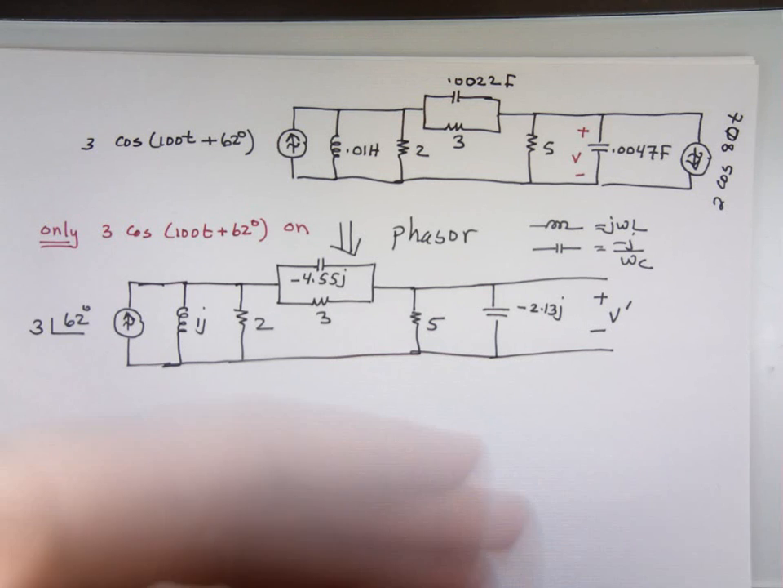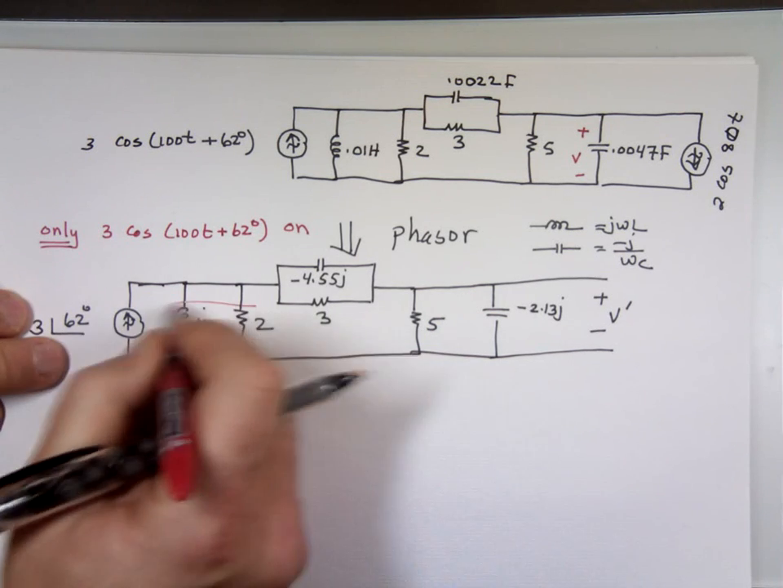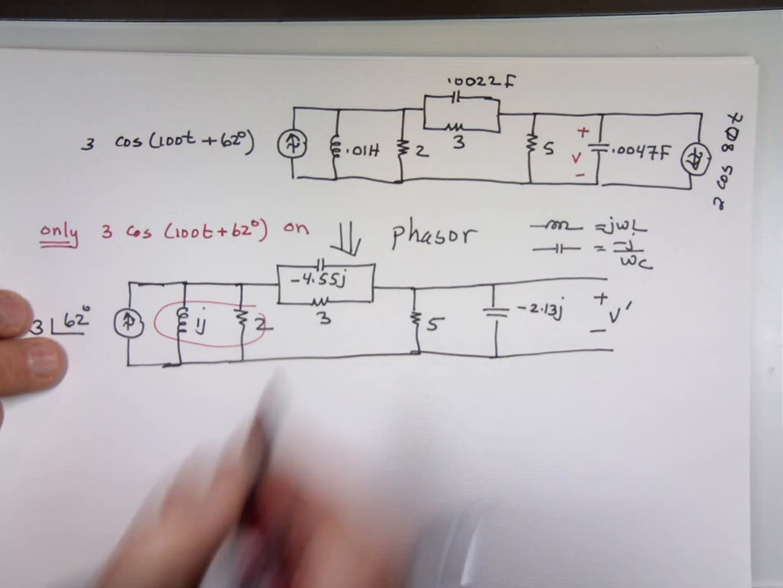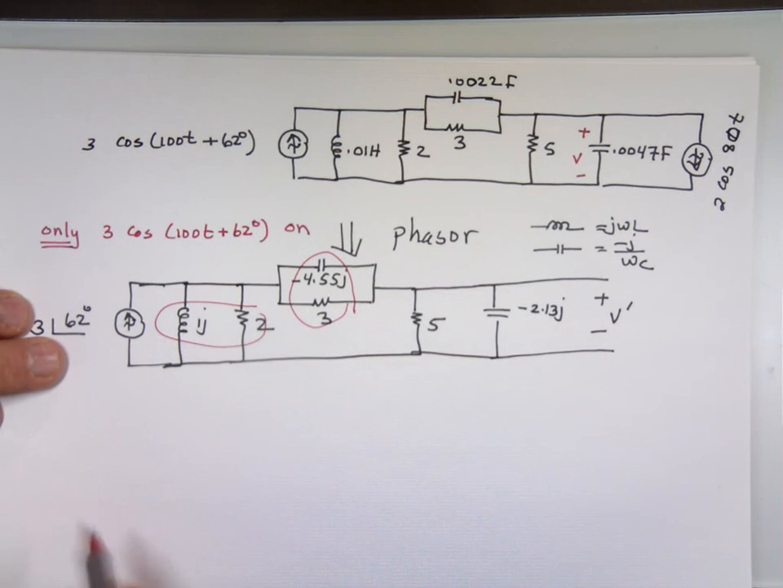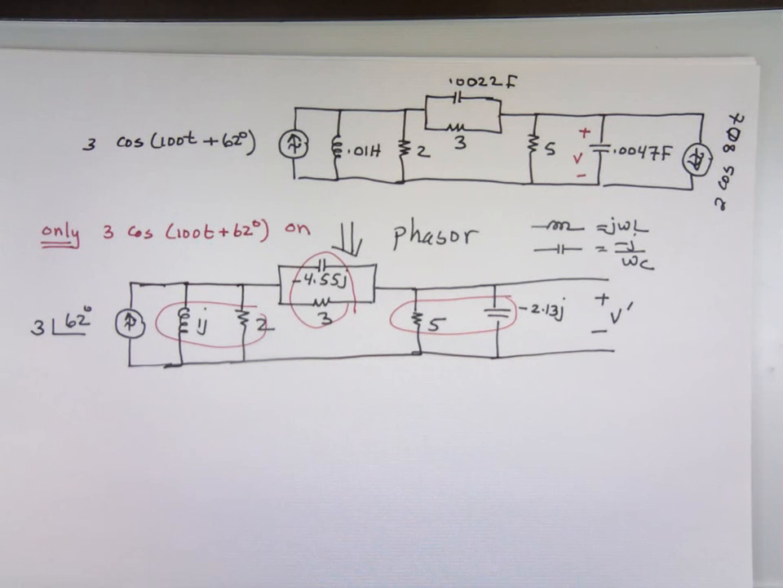Here's the good news. These two in parallel, product over the sum. These two in parallel, the product over the sum. These two in parallel, the product over the sum. Just like resistors.